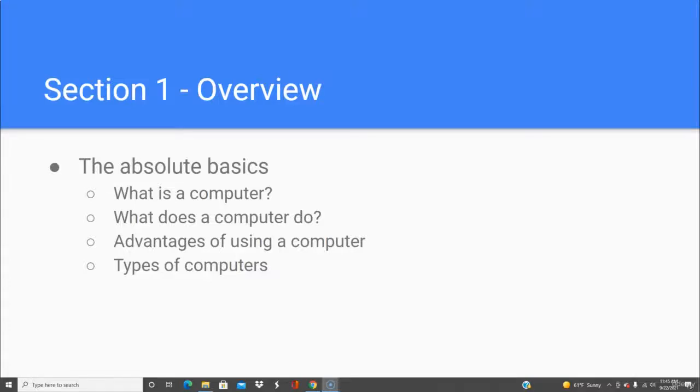Welcome to section 1, and this is going to be an overview of the first section of the course. Now, what I want to be going over with you are the absolute basics when it comes to computers, essentially. And I do believe this is going to be very important.